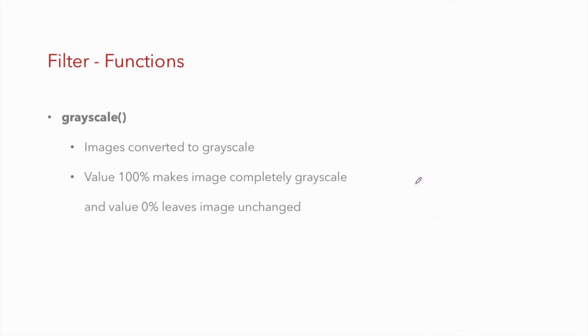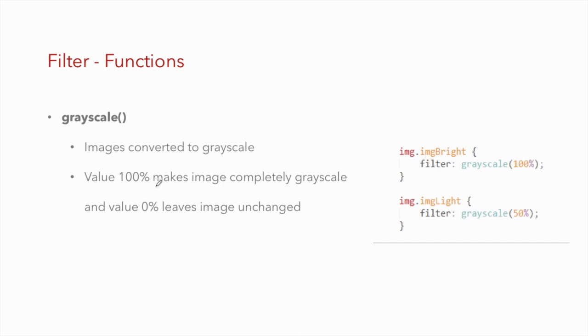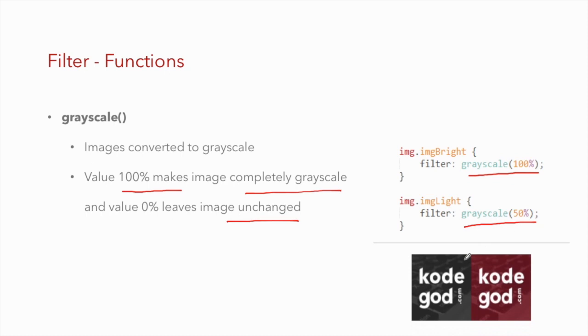Then we have grayscale. It converts the image into gray color. Even if you have a colored image, it will be displayed as a grayscale image. 100% makes the image completely grayscale, 0% leaves the image unchanged. So this is one example. This is 100% grayscale and this is 50% grayscale. You can see a notable difference here in the image. This is completely grayscale and this is only 50% grayscale.